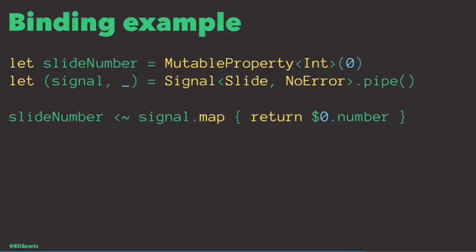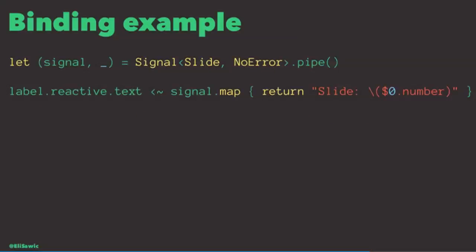And many UI controls from iOS have these extensions that give a property to those standard controls. So you can, for example, say label.reactive.text and bind this signal here, and every time a value is propagated, your UI will update, and this label will show new content for you.